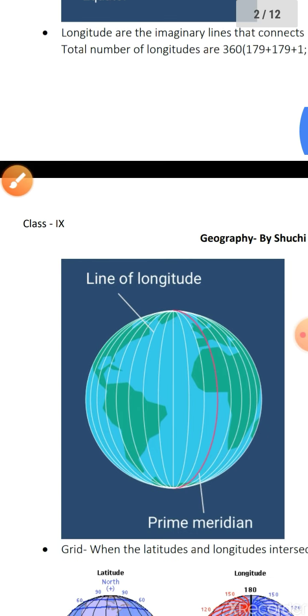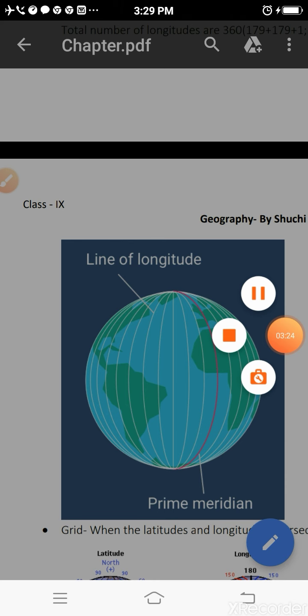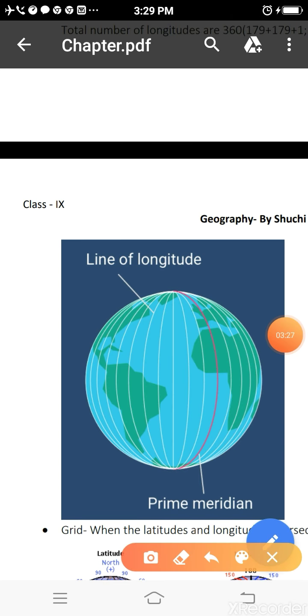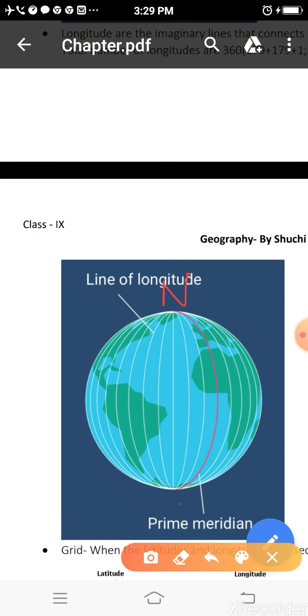After this, if we go to the longitudes, this is known as the prime meridian, and this prime meridian passes through London. This is the North Pole and this is the South Pole. It means the lines joining the North Pole to the South Pole are known as the longitudes.